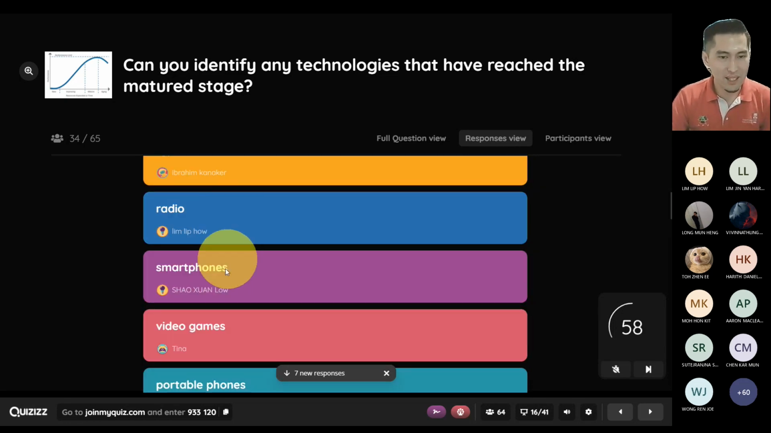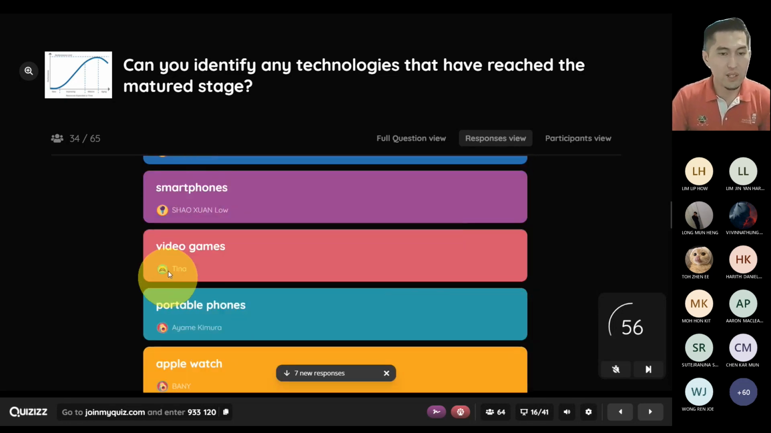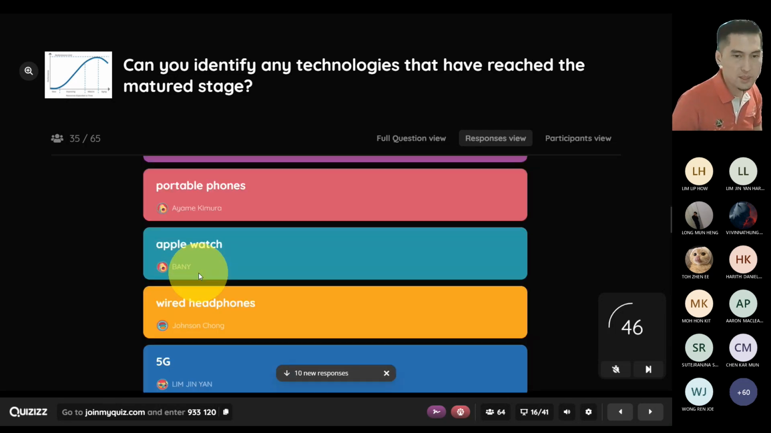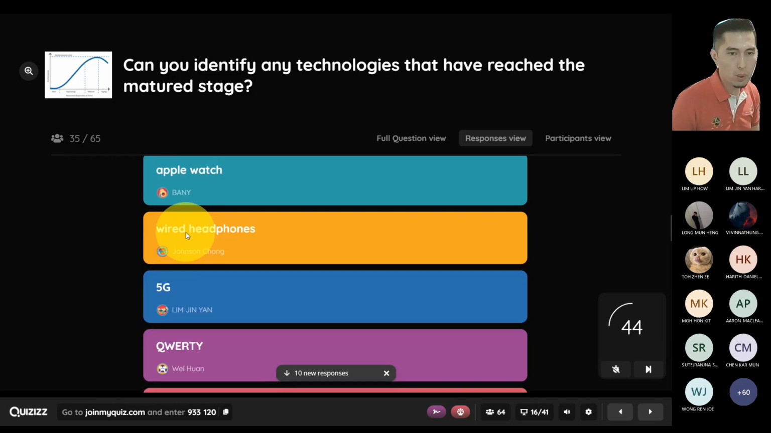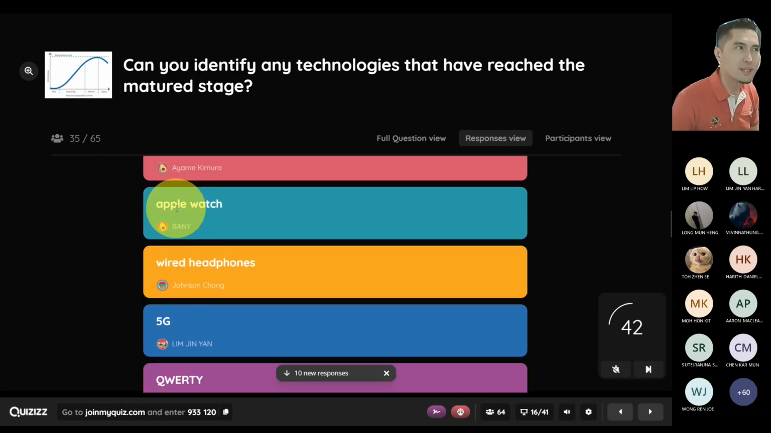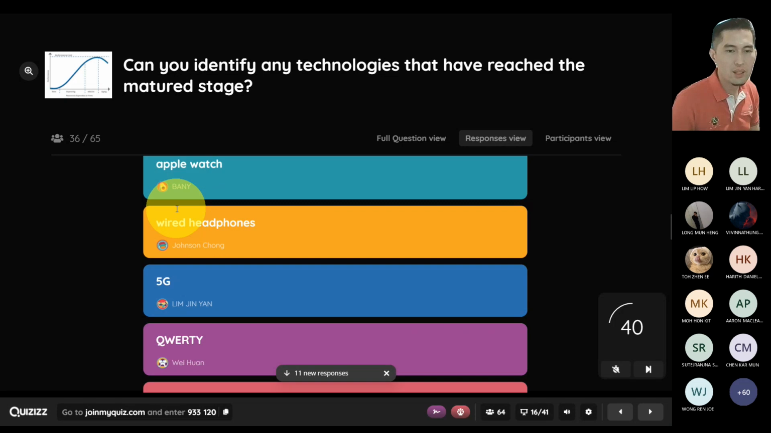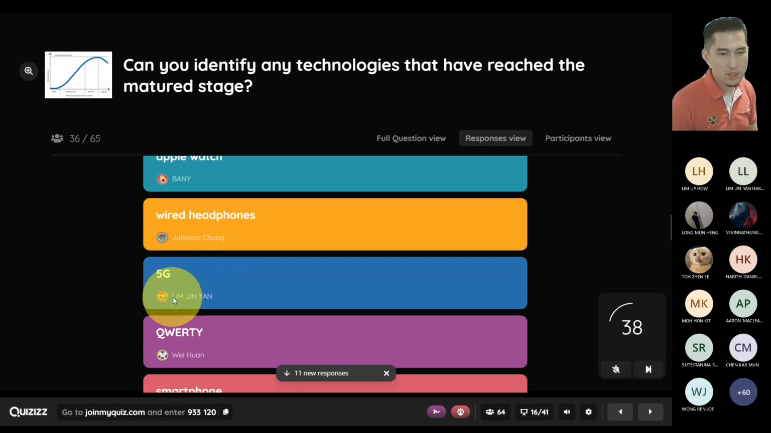Radio is maturing, agreed. Smartphone again. Video games are maturing, in a way. Yes, I would agree. Portable phones, yep. Apple Watch is maturing. There are only slight changes in the technology now. Wired headphones, good one by Johnson as well.